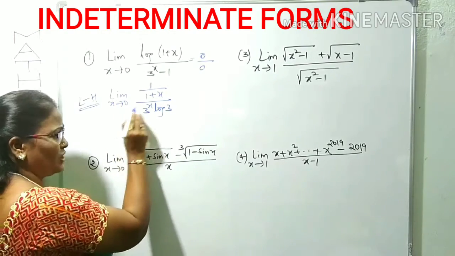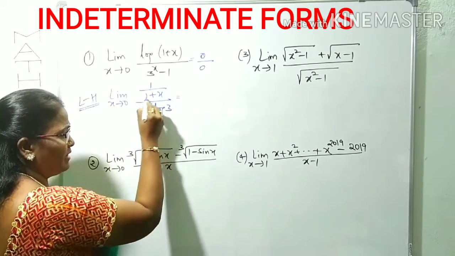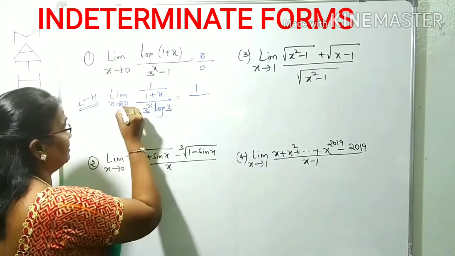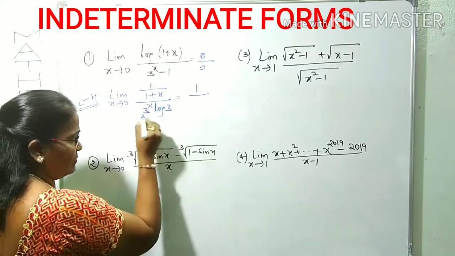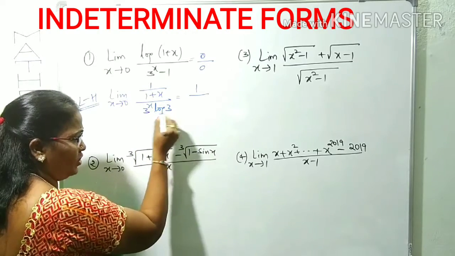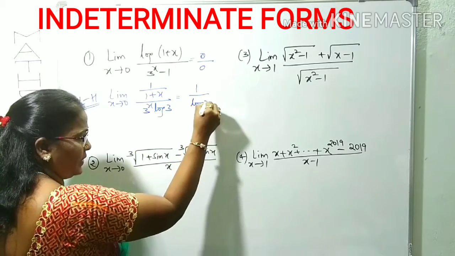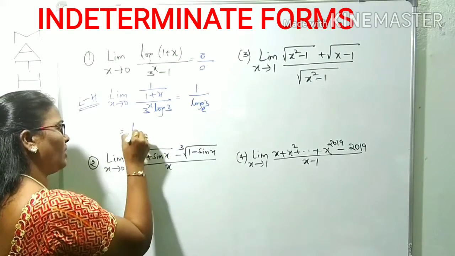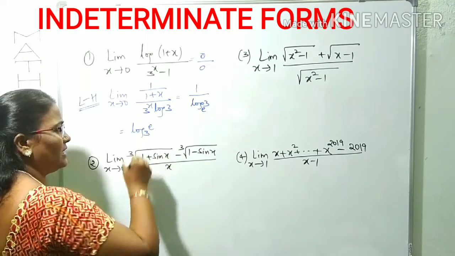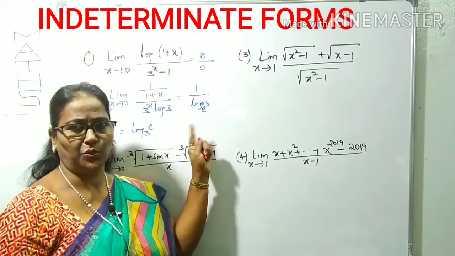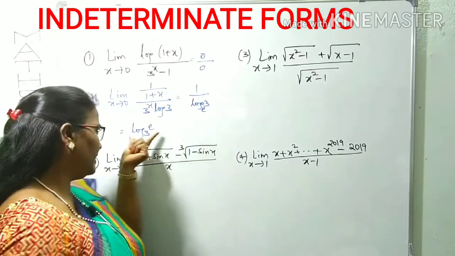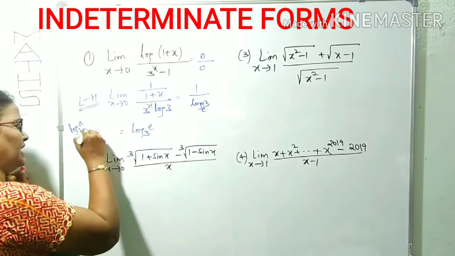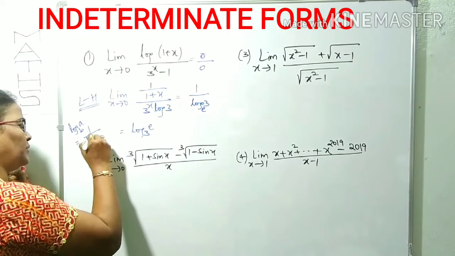Now apply the limit x is 0. By taking x is 0, what happened? 1 by 1 plus 0, that is 1, by 3 power 0 is 1, into log 3. This we can also write as log 3 to the base e. Also we can write log e to the base 3. We can write it as a change of base rule. Maybe they give the option in this form or in this form. For this we can use the change of base: log a to the base b we can write as 1 by log b to the base a.